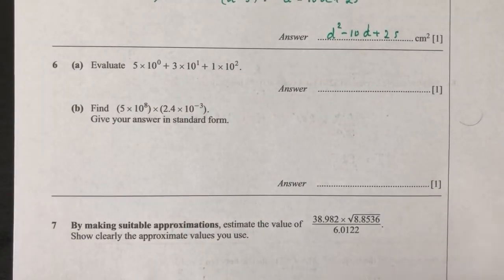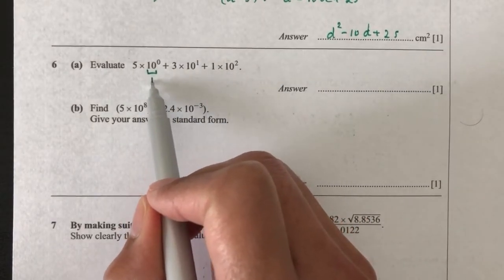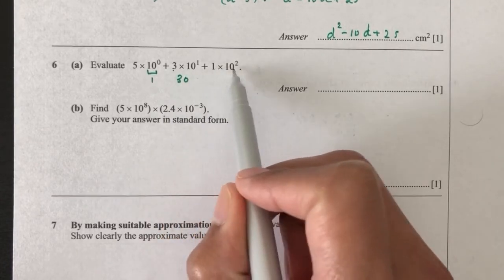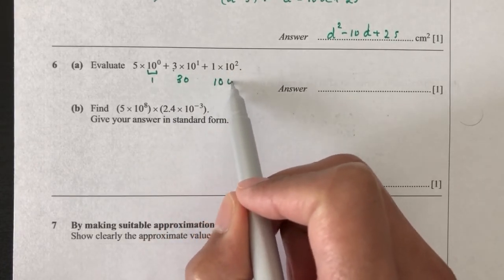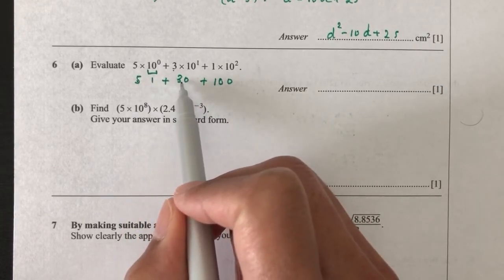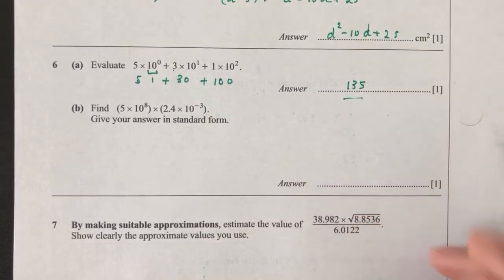Okay. Question number 6. So we have to evaluate this. Anything to the power 0 is 1. This is 10. 3 times 10 will be 30. 1 times this is 100. Plus 5. 5 plus 30 is 35. 35 plus 100 will be 135.